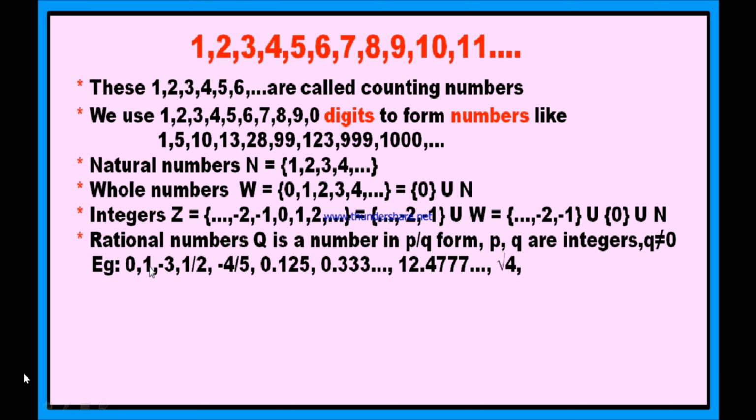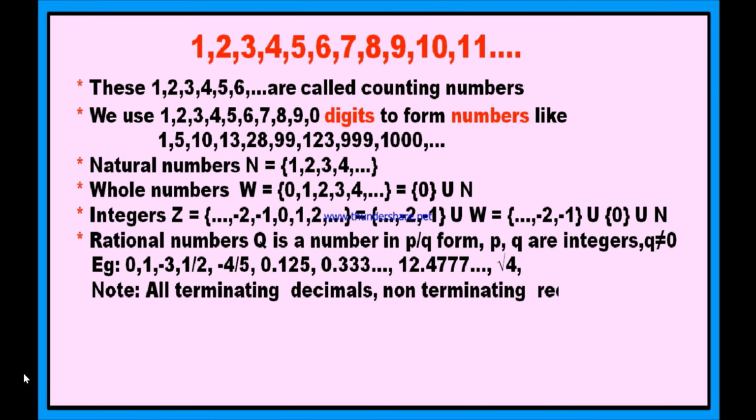1 means 1 by 1, you can write 1 as 2 by 2, you can write 1 as 3 by 3. Again, it is in the p by q form, therefore it is a rational number. Minus 3 means minus 3 by 1, minus 6 by 2. Like this you can write. Therefore, this is also a rational number. Okay, so doubt clear? Good.